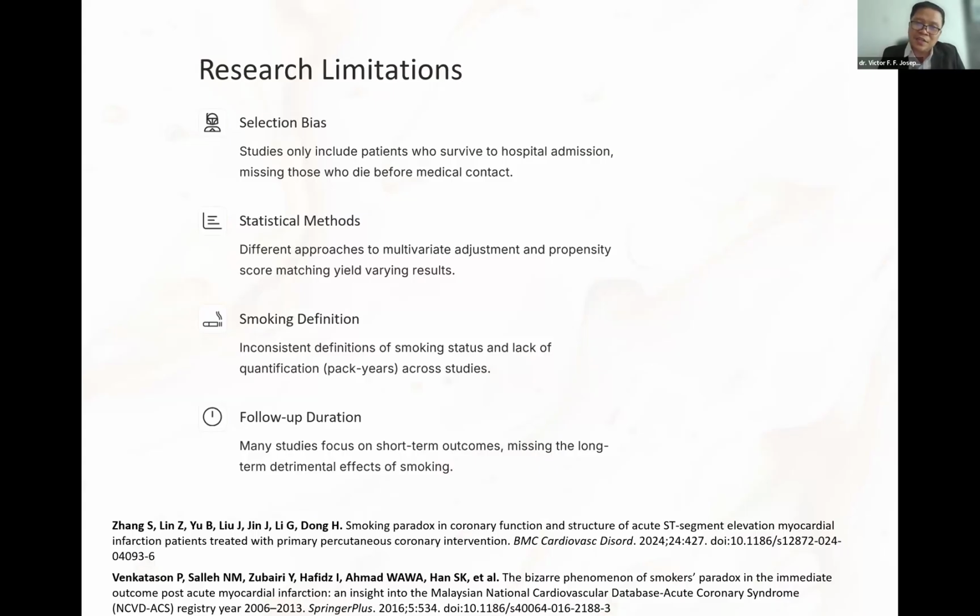There is inconsistent definition of smoking status and lack of quantification across studies, because the studies do not explain how long people have been in the smoking group. Maybe one person smoked for 1 year, maybe another for 5 years. This is not explained in more detail. And the follow-up duration: many studies focus only on short-term outcomes, missing the long-term detrimental effects of smoking.